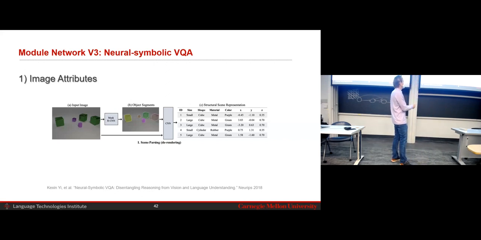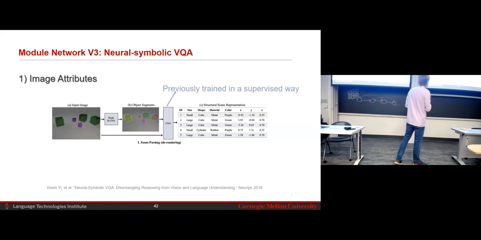And suddenly this beautiful name came in, neural symbolic. So neural symbolic is a module network with a much cooler name. But what they did is they say, I have many different experts, you could say. A module, in a sense, is an expert at a certain task. I have previously trained them on different kinds of attributes.